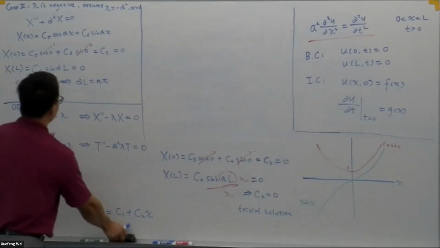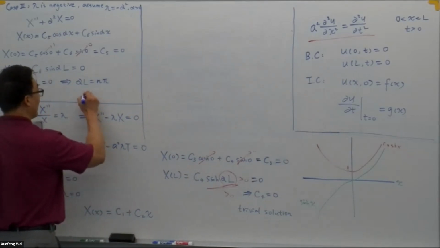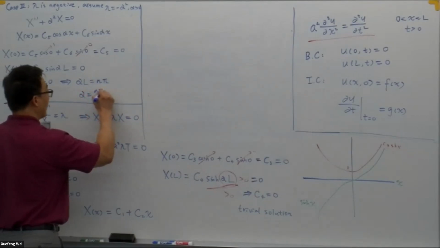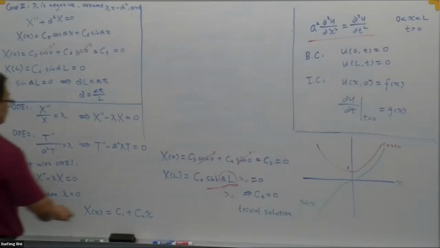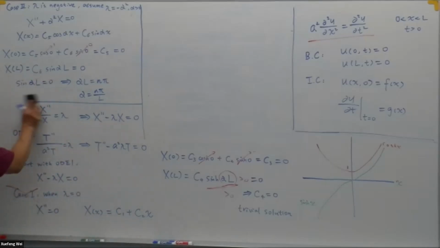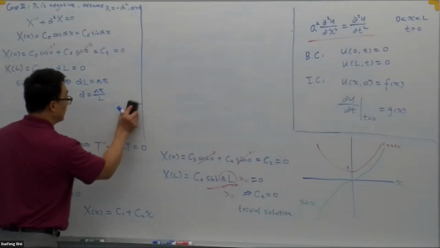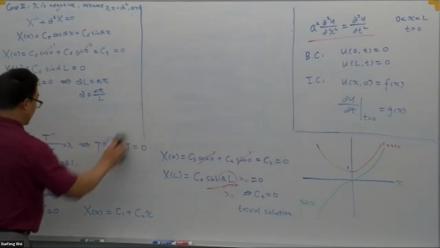So then here you can see alpha equals n pi over L, where n could be any positive integer. Okay, so that we have here, I'm going to keep ODE2 there. I'll keep ODE2 here.